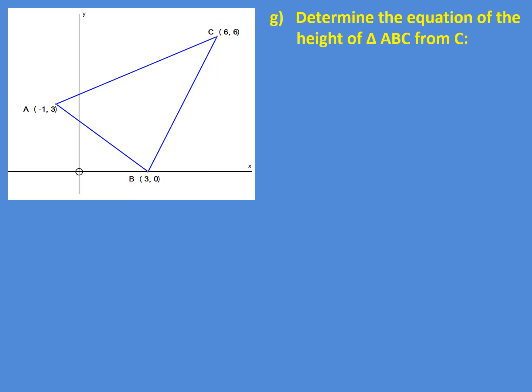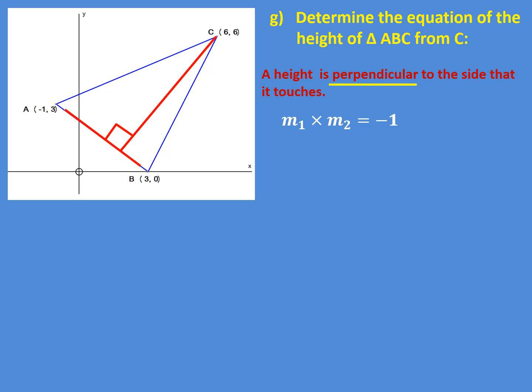Next one, we want to determine the equation of the height of triangle ABC from C. Now what you need to remember is the height is always perpendicular to the side that it touches. In other words, the height is going to be perpendicular to AB, which means I need the gradient of AB first, and then I can carry on. Now, if the gradients are perpendicular, m1 times m2 will be minus 1. So the gradient of AB, we did work out in a previous question, was minus 3 over 4.